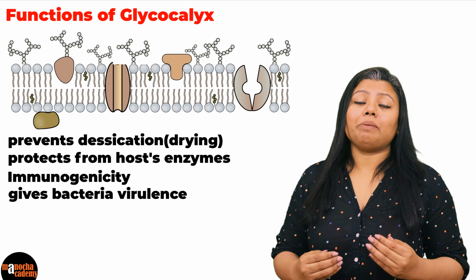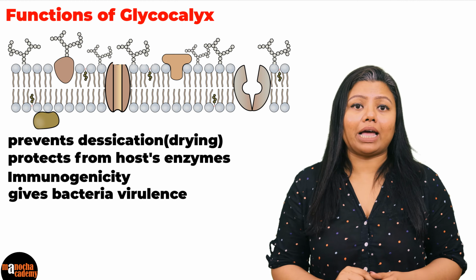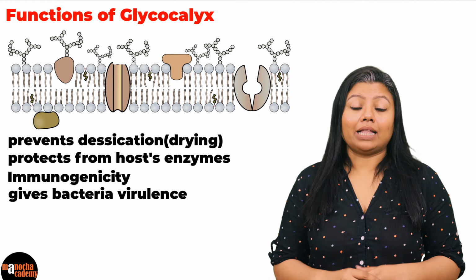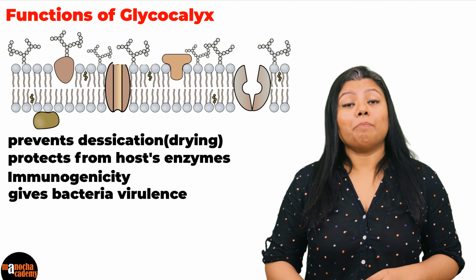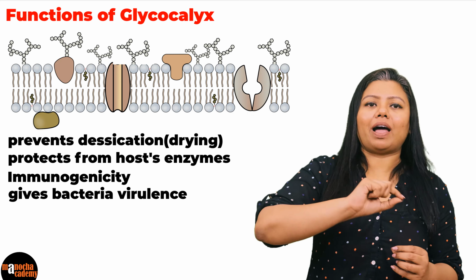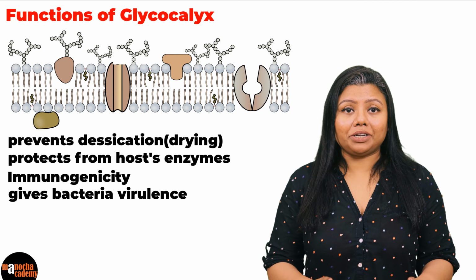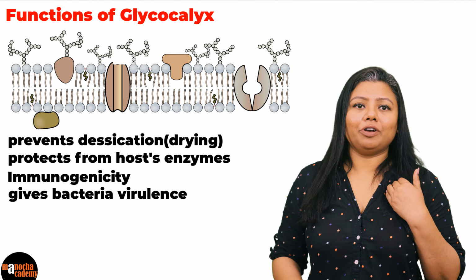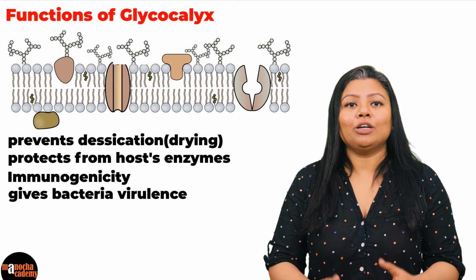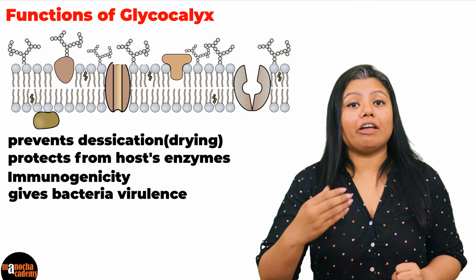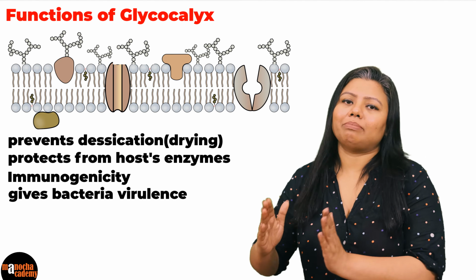Meaning that if my body is capable of identifying the chemicals that are present in the glycocalyx as a foreign chemical, then my body will try to kill the bacteria because it's a foreign cell. But if my body is incapable of identifying the chemicals present in the glycocalyx as foreign, the bacteria is protected from the harmful action of my immune system. Such a bacteria will be able to hide in my body and therefore cause a disease. We call such bacteria virulent bacteria.